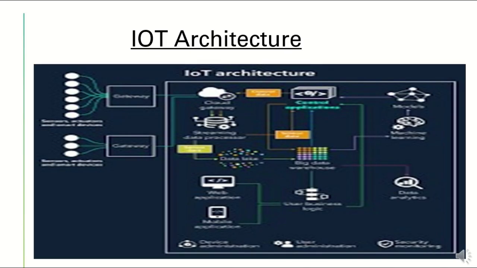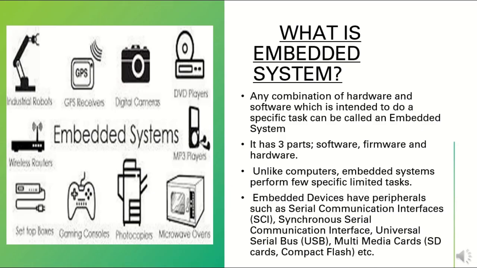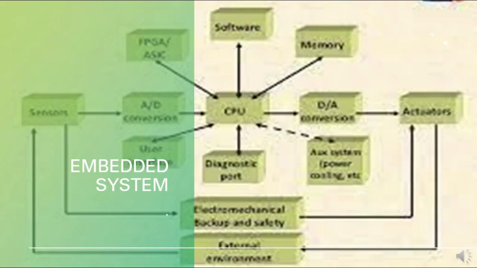Here is the IoT architecture, and here are the embedded systems components. An embedded system is any combination of hardware and software which is intended to do a specific task. It has three parts: software, firmware, and hardware. Here is the complete embedded system architecture.